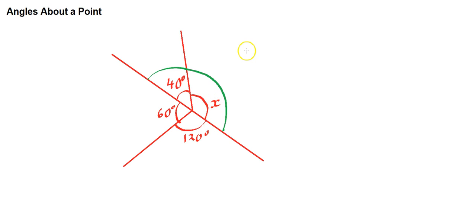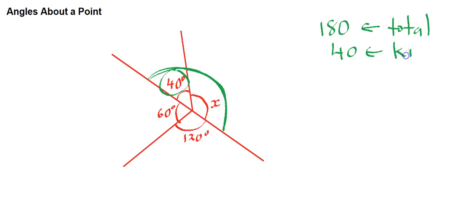So we now know that the total number of degrees that we'll be using here is 180 degrees. That's our total. And then we just take away the known number of degrees. In this case, we know that this angle here is 40, so we're going to take away 40. That's the known number of degrees. And the answer is going to be the unknown number of degrees.